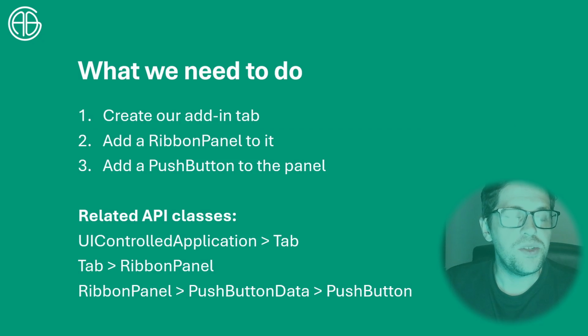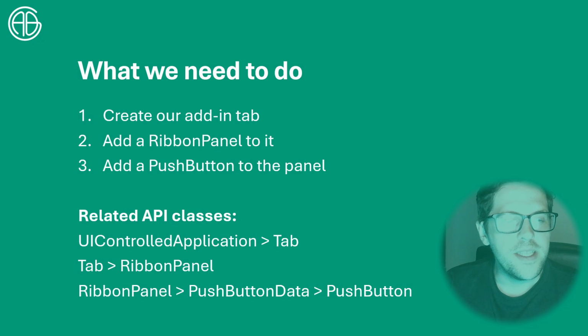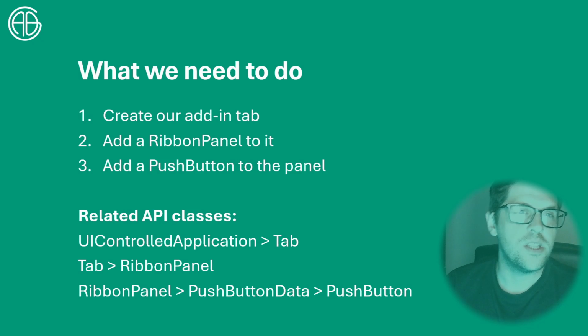Well, the first thing we're going to be doing is creating our add-in tab, of course, and you'll want to pick a name, ideally the name of your project. From here, we're going to add a ribbon panel to it, and then through that ribbon panel, we're going to add the push button. So we are going to need to do this in a specific order, because without the panel, we can't add the push button. Without the tab, we can't add the panel.